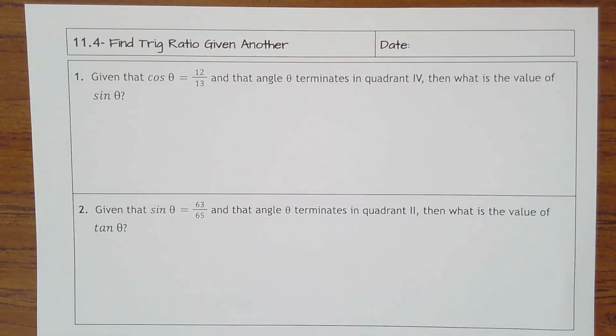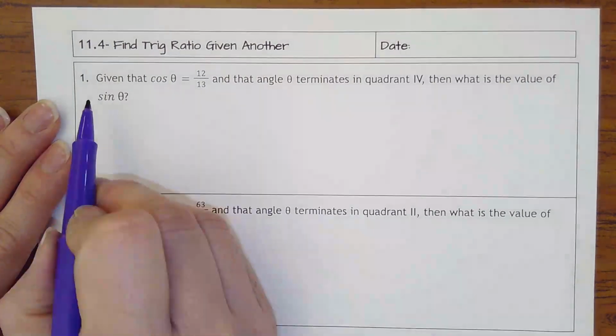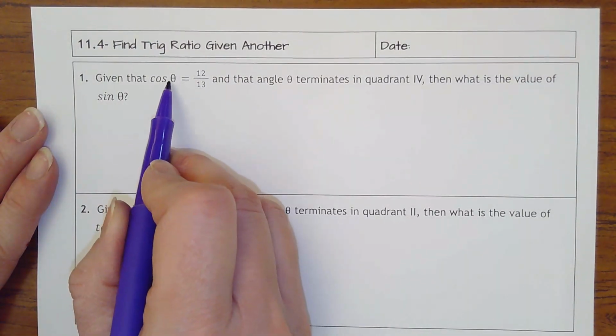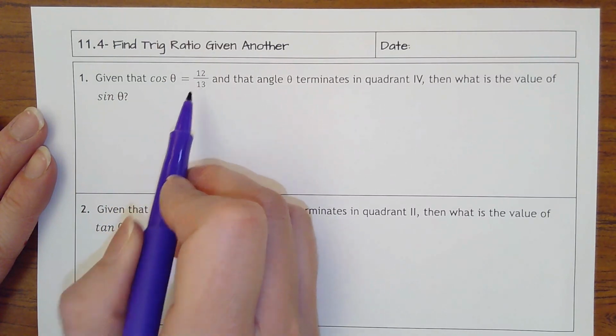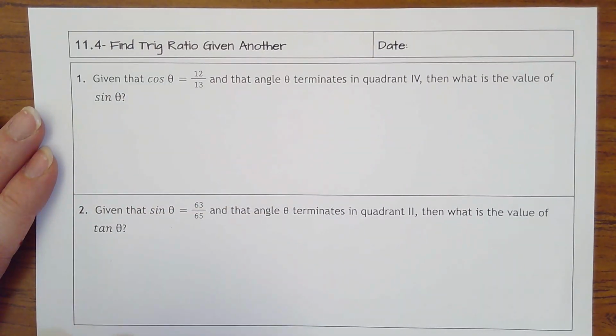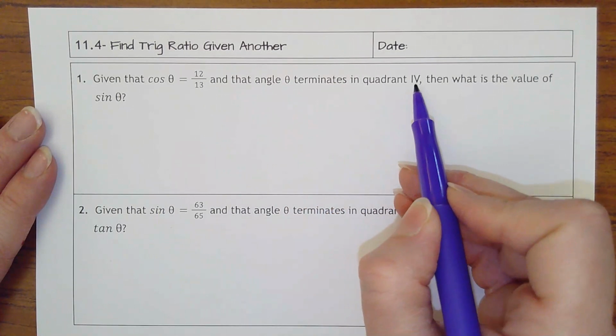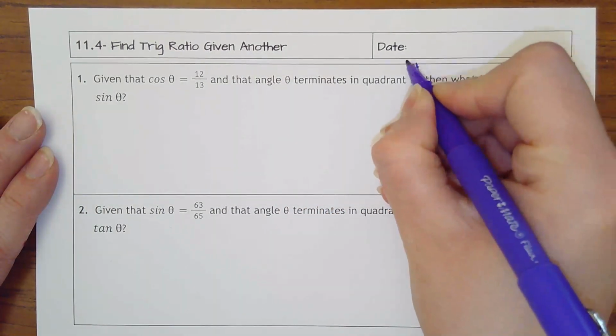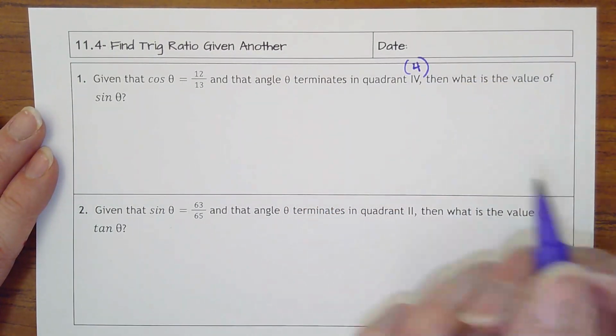Lesson 11.4, find a trig ratio given another ratio is what we're doing. So it says given cosine of your angle, that's theta, is 12 over 13. That angle, theta, terminates in quadrant 4. Then what is the value of sine of theta?